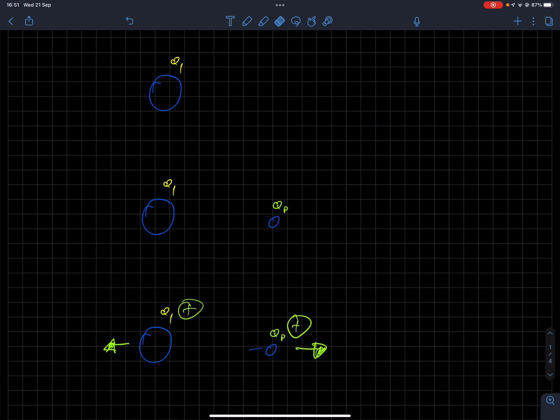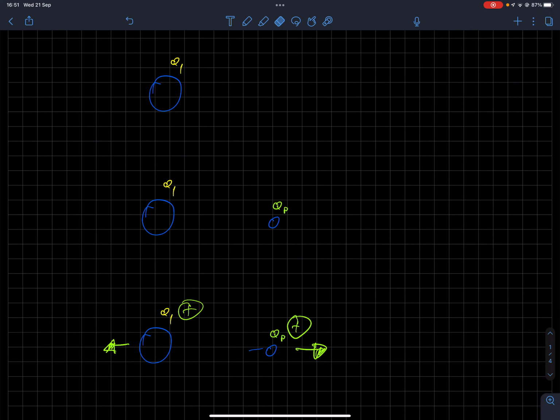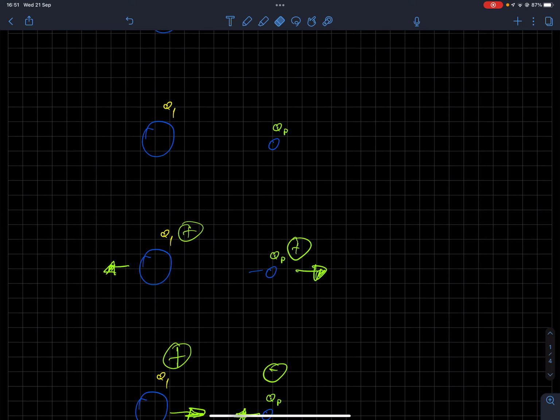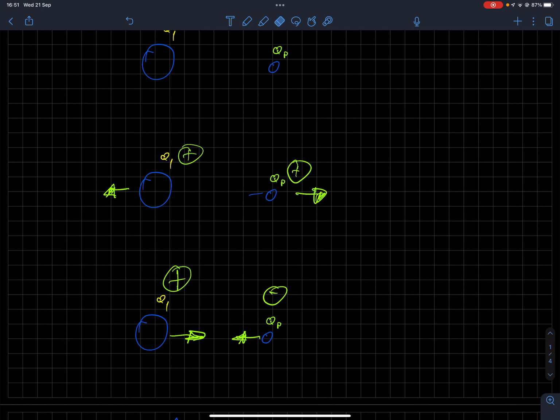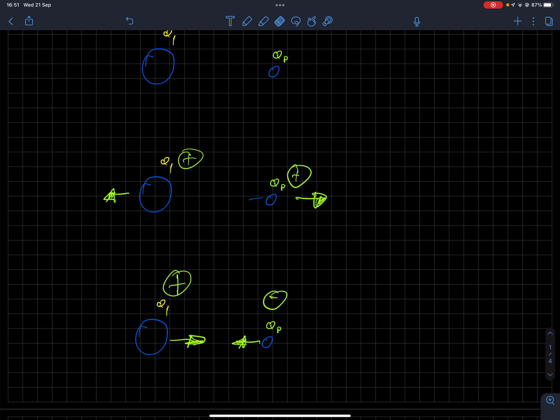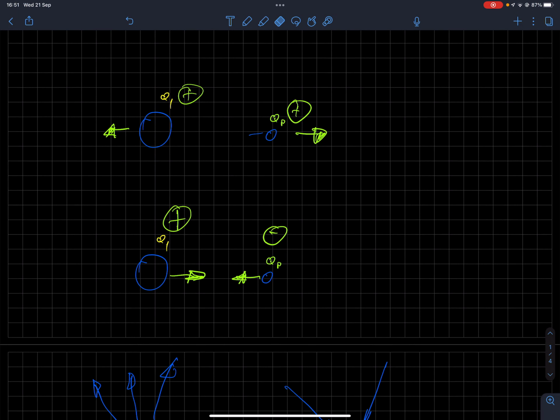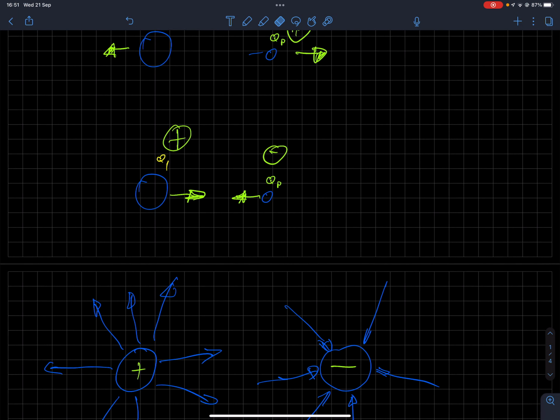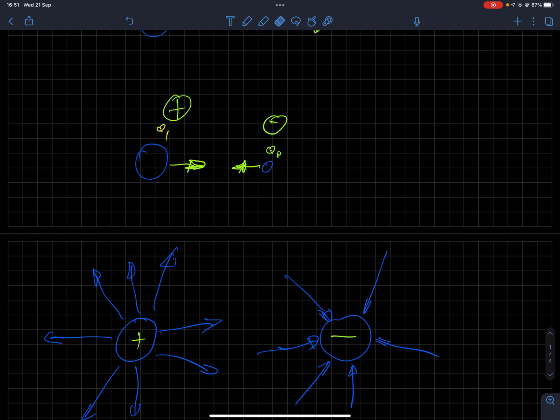So if both charges are, let's say, positive or negative, they will repel each other. And if the signs are opposite, let's say this Q1 is positive and QP is negative, the force between them will be attractive.